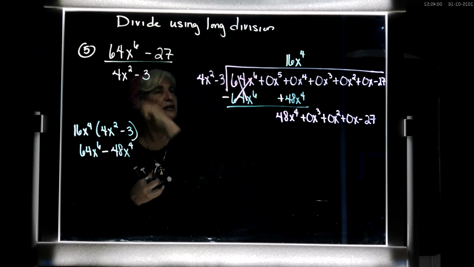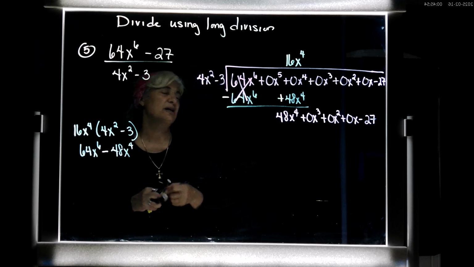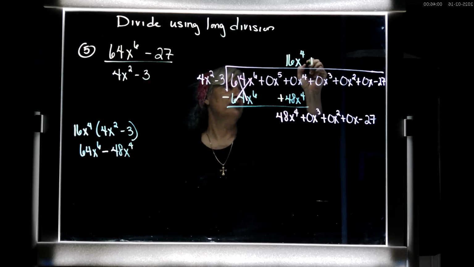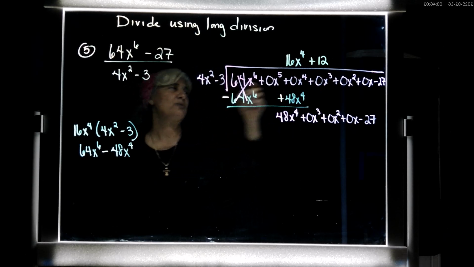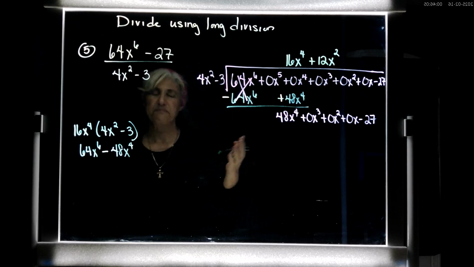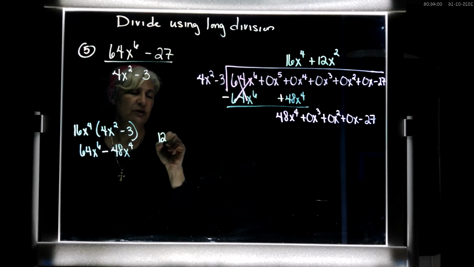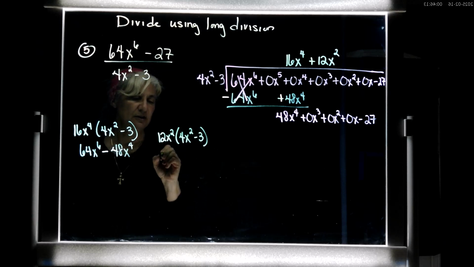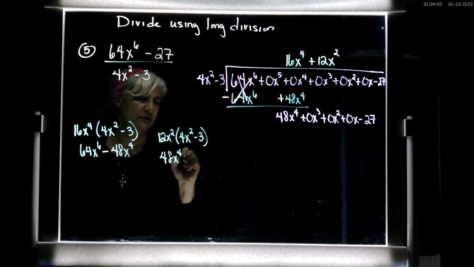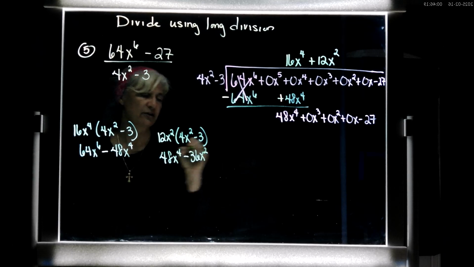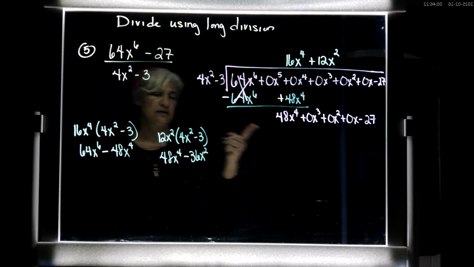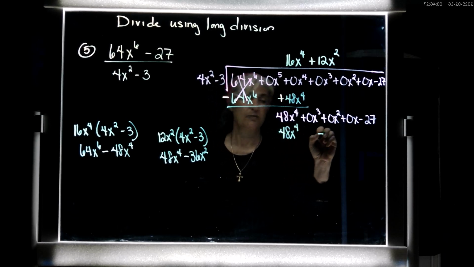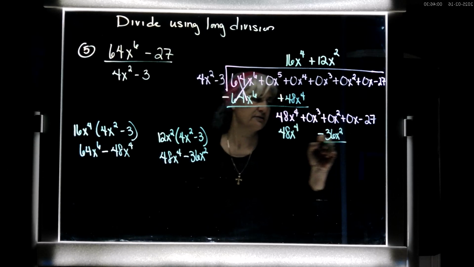I need a 4 to look like a 48. So what is that? Times 12. Okay. So I know I need a positive 12. And I need 2 more x's. Yes? Okay. So I'm going to take 12x squared multiplied by 4x squared minus 3. So I get 48x to the 4th minus 36x squared. Yes? Like terms under like terms. 48x to the 4th minus 36x squared.